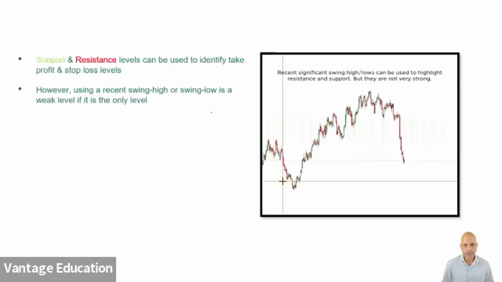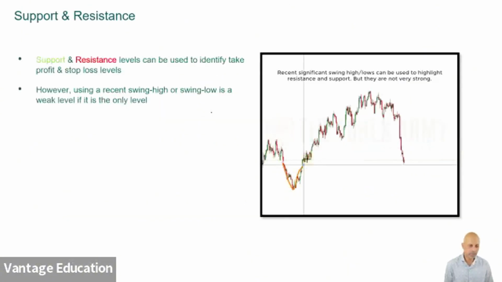Now, support and resistance levels can also be used to identify potential take profit targets as well as stop loss levels. However, using a recent swing high or swing low as the only level sometimes may not be as strong as we wish. And typically, it would be better if there is more than one swing high or swing low that accompanies a certain area.